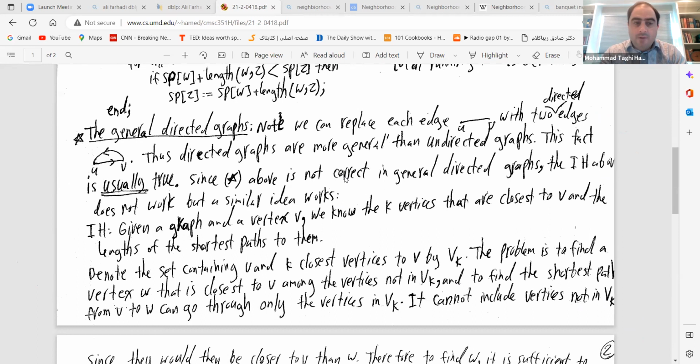Good. Now, what about the general directed graph? We talk about DAGs, but for general directed graphs, what's the main difference? As we discussed, directed acyclic graphs don't have any cycle. So in a directed acyclic graph, we don't have such cycles like this. These are the vertices of the graph. But in general graphs, we may have such kind of things.